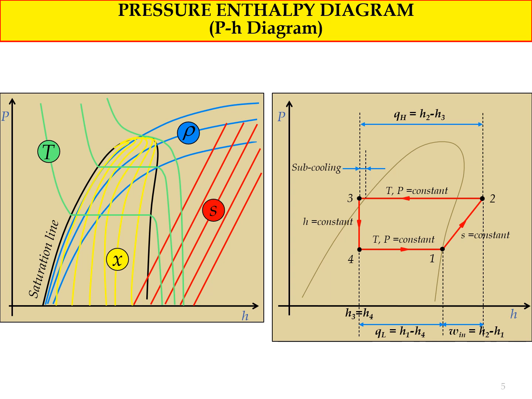along the constant enthalpy line, at the same value of the enthalpy. So from this, we know that QH is equal to H2 minus H3, and H3 is equal to H4, and QL is equal to H1 minus H4, and work in is equal to H2 minus H1.